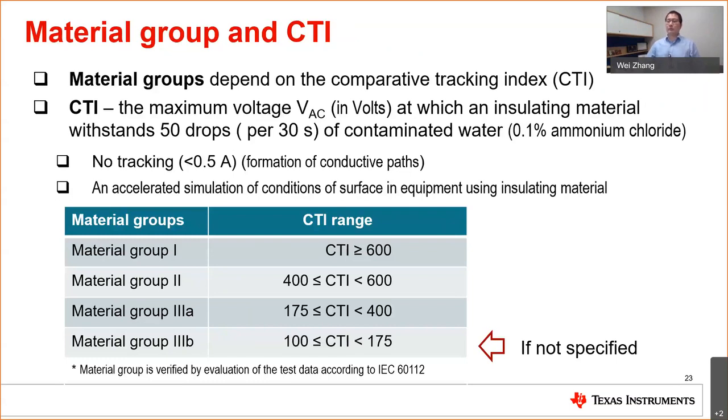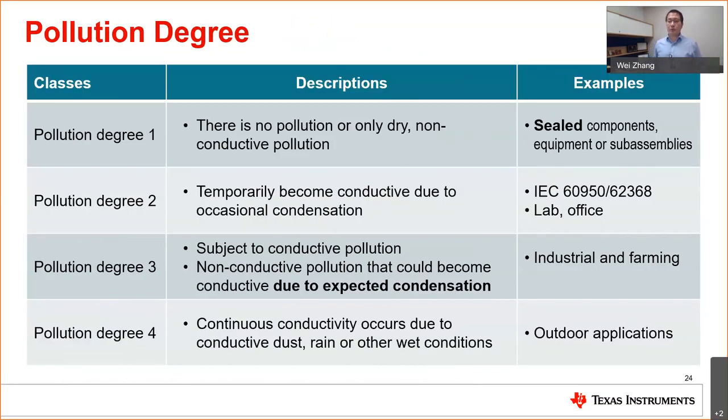creepage and clearance requirement. Now, pollution degree. What do pollution degrees 1, 2, 3, and 4 mean? Here I give you some examples. Pollution degree 1 means there's no conductive pollution, and pollution degree 2 is where we are working, in the office, in the lab.